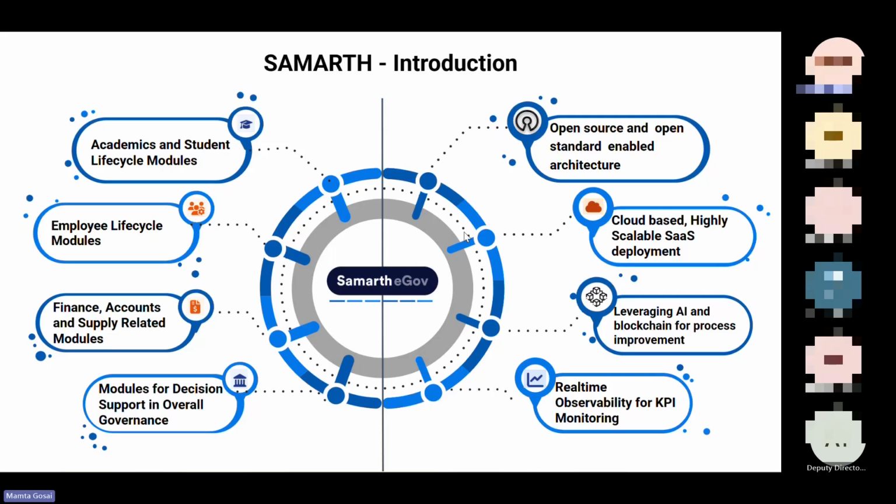We also use AI in a few of our modules like admissions for process improvement. Then we also have real-time observability for KPI monitoring, which is helpful for the institution for implementing any policies at the institution or the university level. So these were the main domains of modules that we currently have in Samarth, and what were the features? What are the features of Samarth ERP?